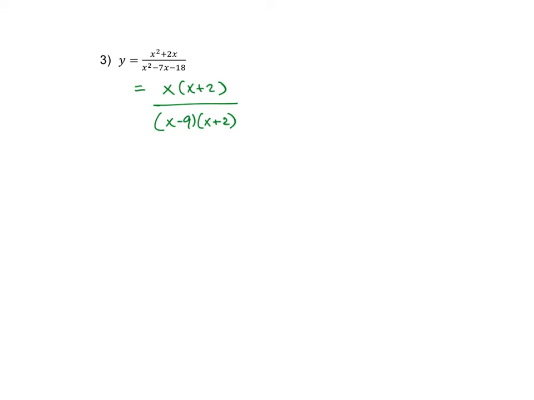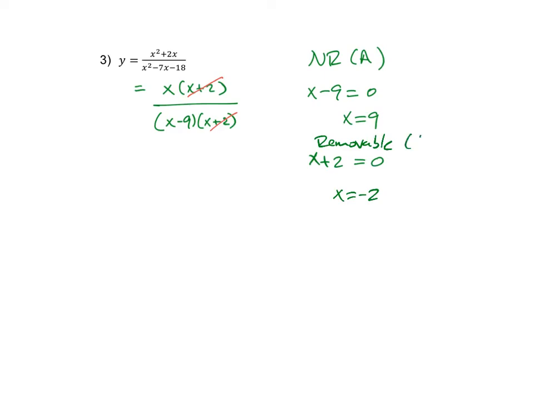But I'm going to keep that discontinuity. So x minus 9 equals 0, x equals 9 is a non-removable asymptote, right? And x plus 2 equals 0, because I can cancel those out when I simplify this expression. I can simplify that one with that one right there. That means that negative 2 is a removable discontinuity. That means that it is a hole on the graph. Okay. So my domain is all real numbers except 9 and negative 2. Even though I can cancel it out, I have to keep it as a restriction.